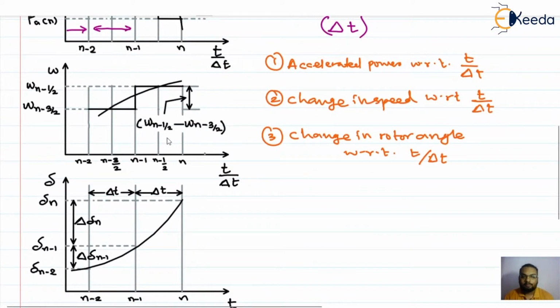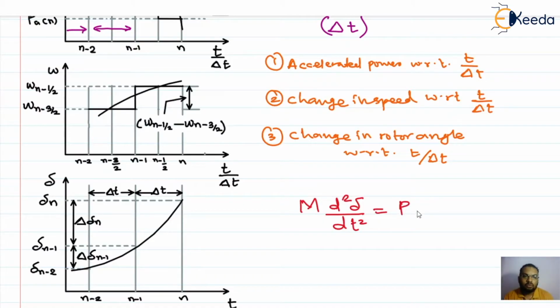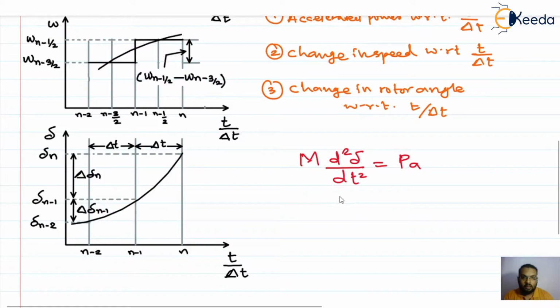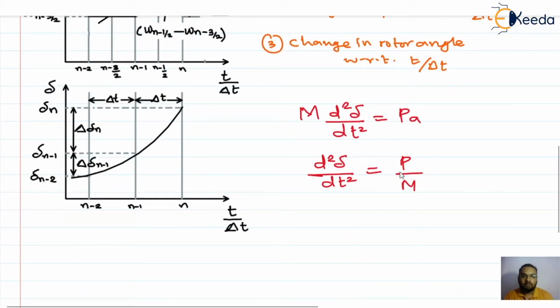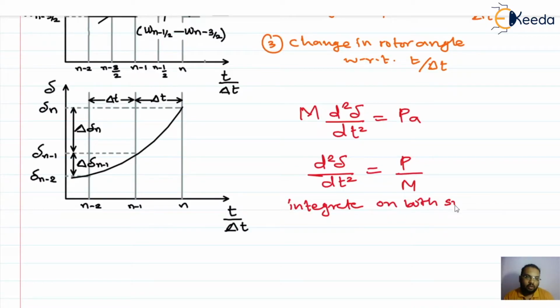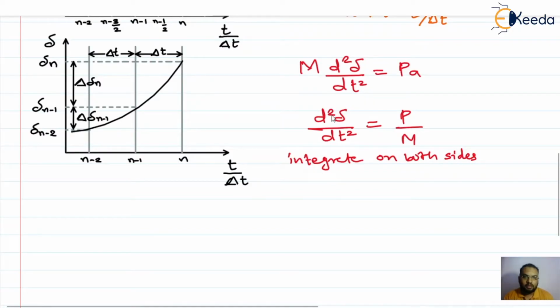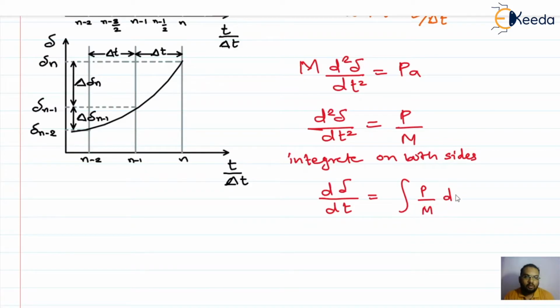Okay, now you see the swing equation we have is this one. The swing equation is M into d square delta by dt square equal to Pa, that is the accelerating power. I can rewrite this as d square delta by dt square equal to Pa by M. Now let us integrate this swing equation on both sides. So what we will get here is d delta by dt equal to the integral of Pa by M with respect to time.